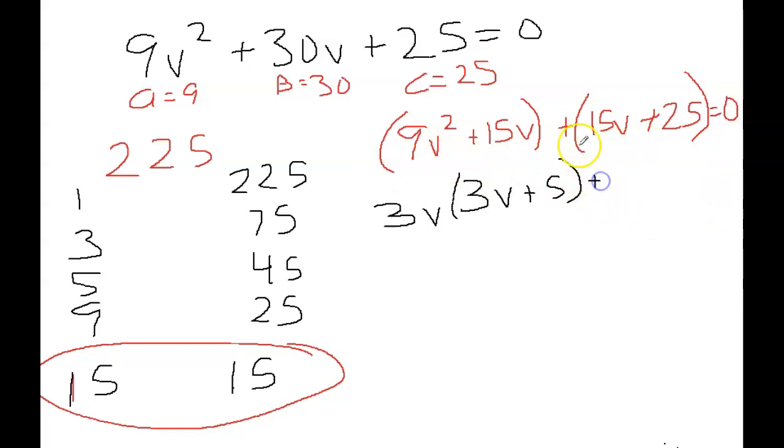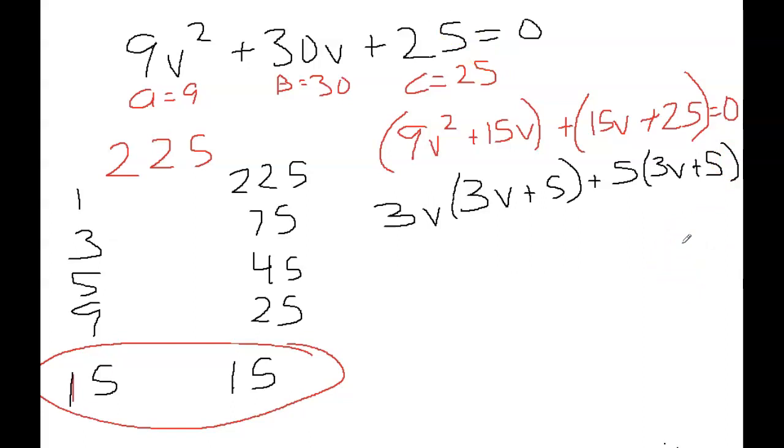What's the greatest number that would divide 15 and 25? It's 5. And I cannot divide out by a v because this last term is just the number 25. There's no v there. So I'm going to be left with 3v plus 5. I'm running out of a little bit of room here, but that's equal to 0 still.